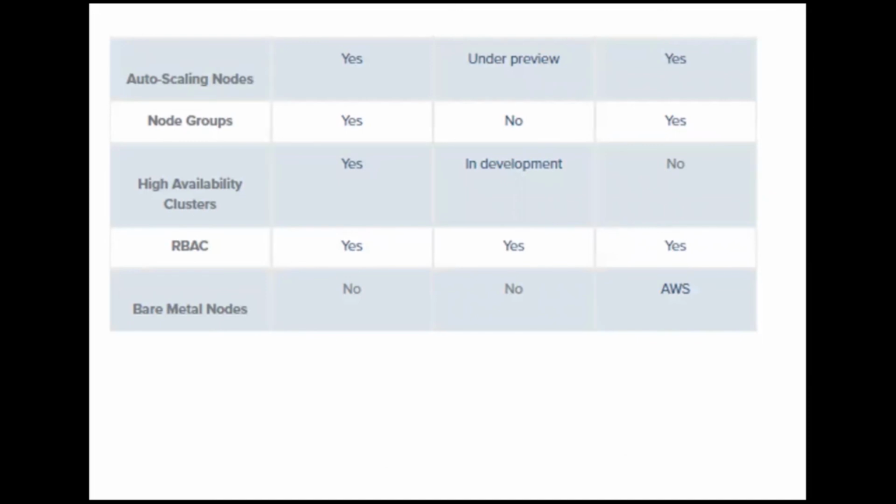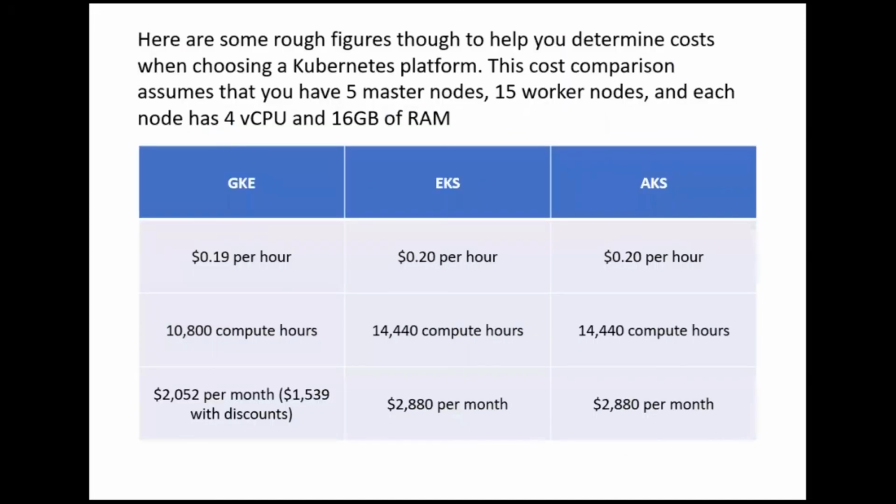And cost-wise, Google is a lot cheaper than the other two. You can save almost $800 a month. EKS and AKS are about the same cost.